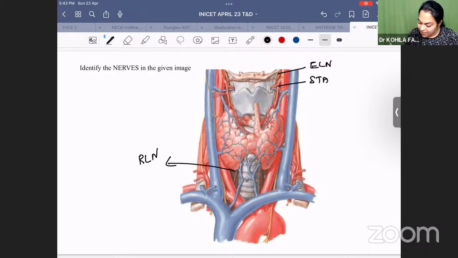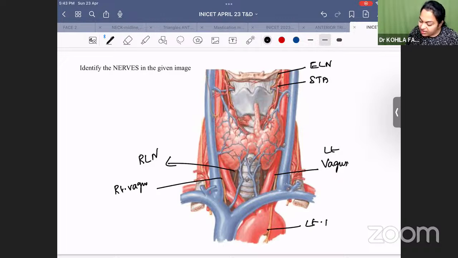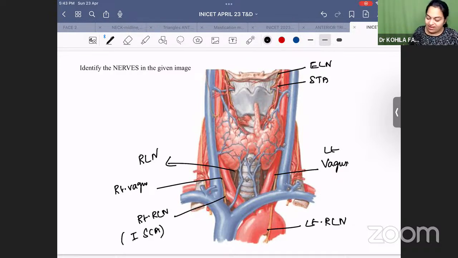And then, yeah, this one, this is the vagus. Here you see the left vagus. This is the right vagus. So this is the left recurrent laryngeal nerve, which is winding around the arch of aorta. And this is the right recurrent laryngeal nerve, which is winding around which artery? The first part of subclavian artery.